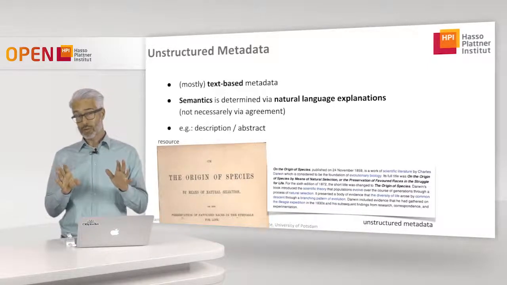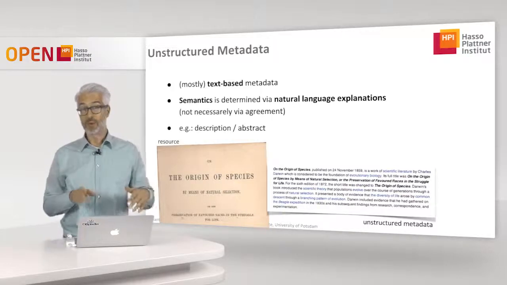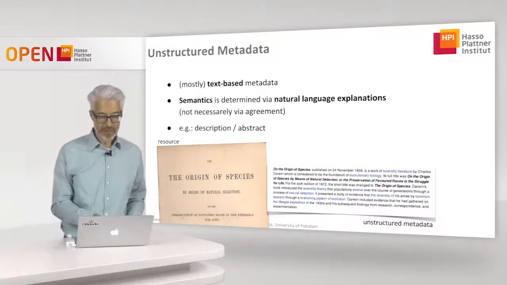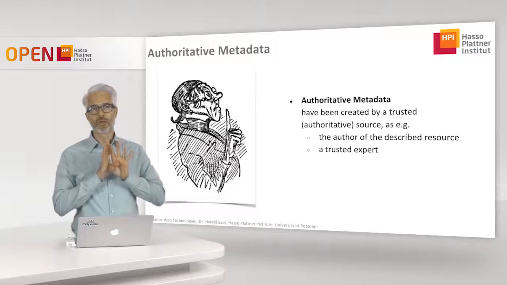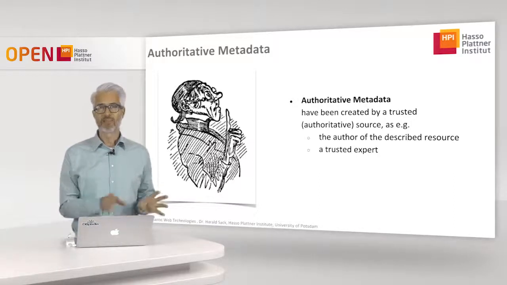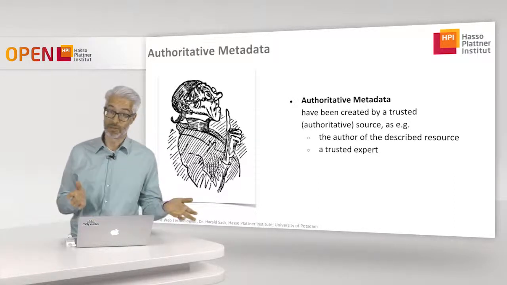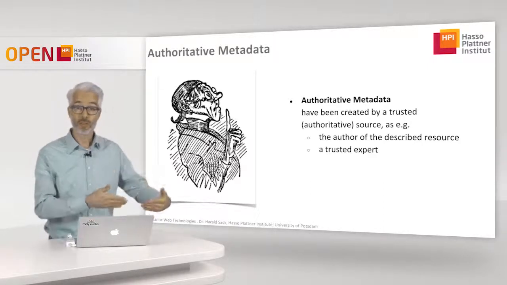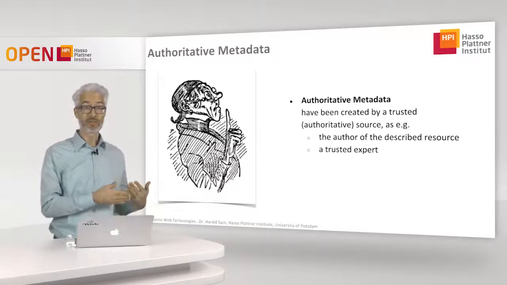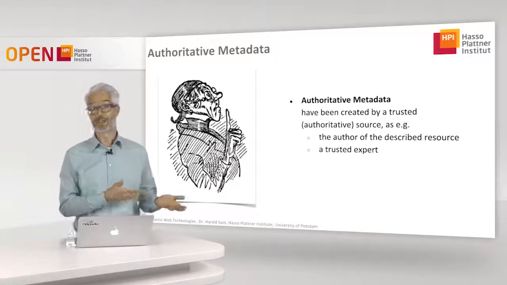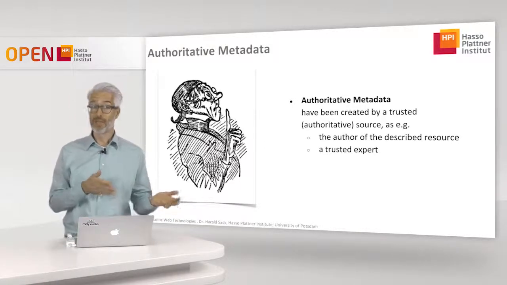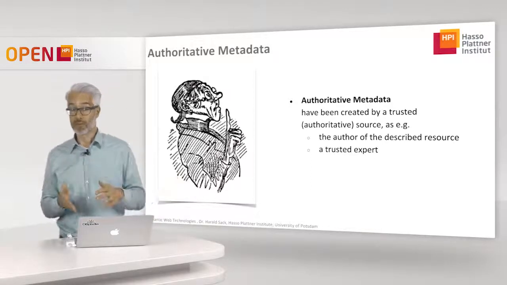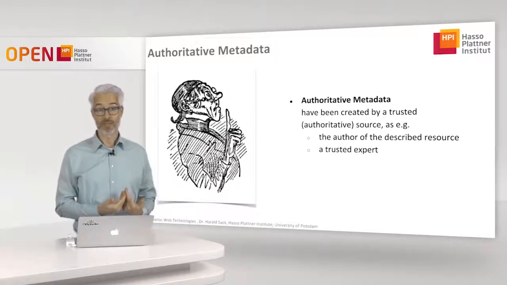So we also have to consider the source of the metadata. So who authored the metadata? Here we distinguish between so-called authoritative metadata, which have been created by a trusted source, so an authoritative source. For example, the author of the original document, of the original described resource, of course, is an expert. He has authored the resource. Therefore, metadata which comes directly from the author is considered to be authoritative.